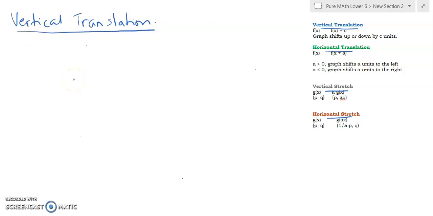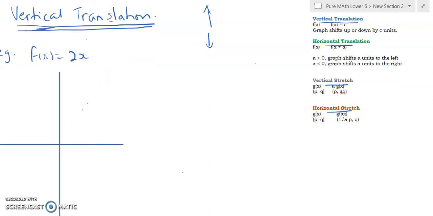If we look at the words vertical and translation, vertical simply means moving up or down, and translation is just a shift. So that is literally what we're going to do. We're going to take an original graph and shift it up or down based on the number that we are asked to shift it by. Say, for example, I had f(x) = 2x, and I were to graph this.